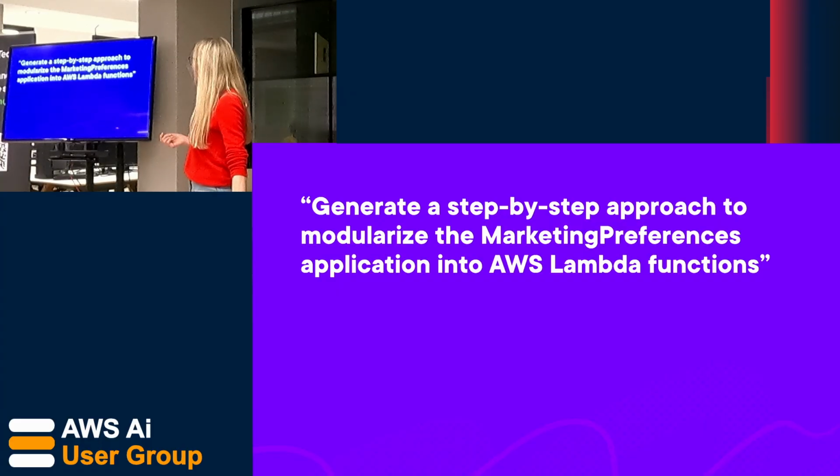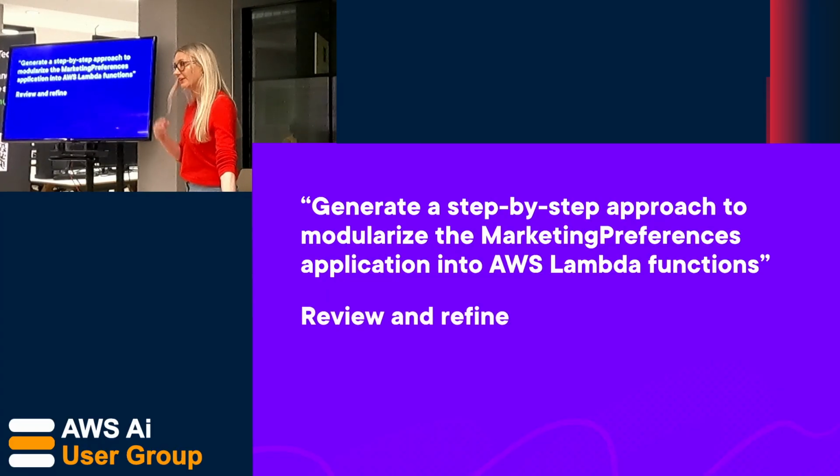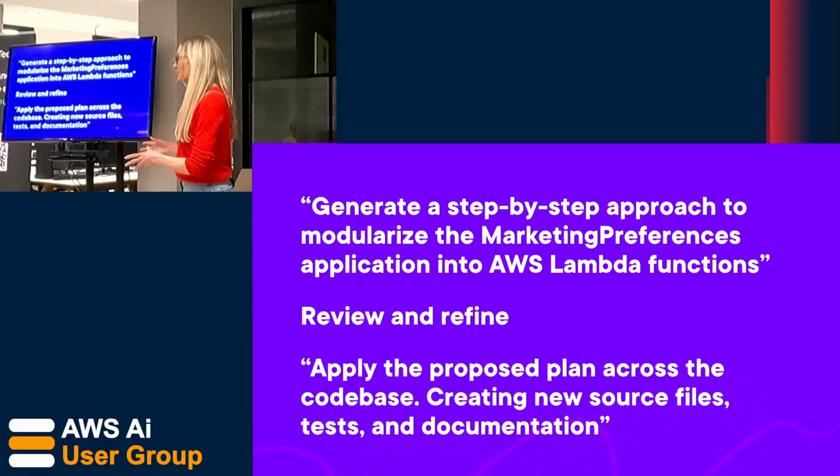This is a more complicated one. What about generating an approach to breaking a monolithic application into a bunch of different microservices so that I can deploy it as Lambda functions? Well, I can get Kiro to help me generate that step-by-step approach and then review the approach, refine it, and then get it to apply the plan across my code base. But I might tell it to, instead of changing my existing code, create some new source files, create tests and documentation as well, and then iterate around that.